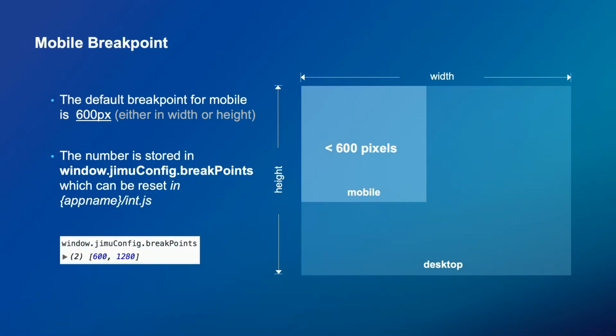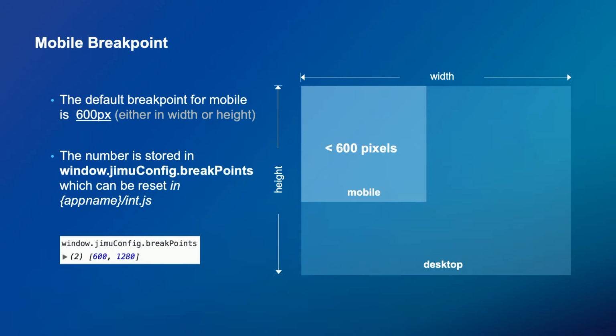Okay. So the first thing to know is that Web AppBuilder uses screen size to determine whether an app is in the mobile view or not. At the framework level, Web AppBuilder sets a default viewport size of 600 pixels as the mobile threshold. So when either an app's width or height is less than 600 pixels, Web AppBuilder tells the app to enter the mobile view.